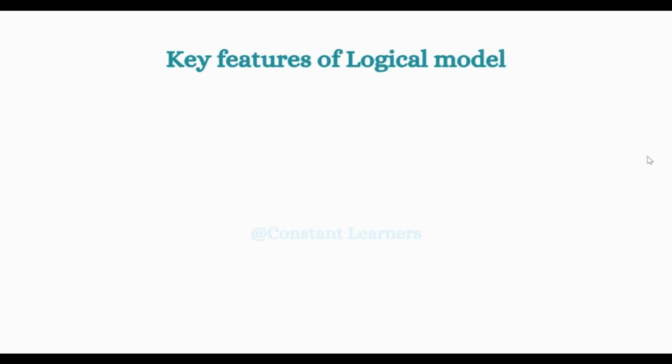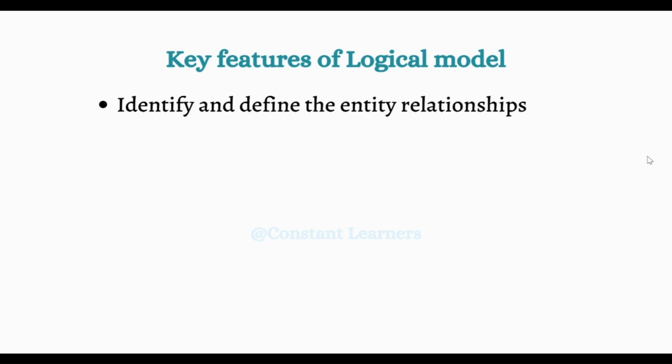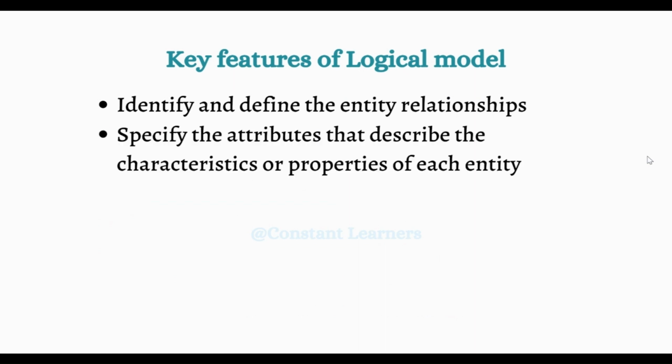Now let's discuss the key features of a logical model. We identify and define the entity relationships in the logical model. All right, that means how the entities are related to one another. Then we specify the attributes that describe the characteristics or properties of each entity, that is, explain each entity. That means hospital staff will have all the details about each and every hospital staff. It includes the wardens, the nurses, the doctors, the admins, everyone.